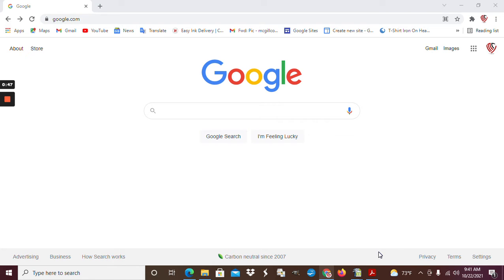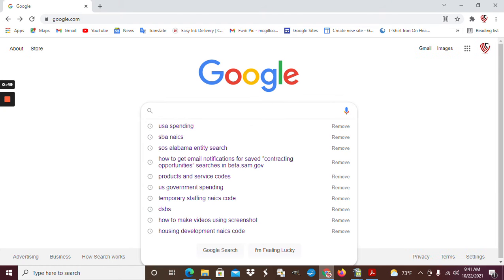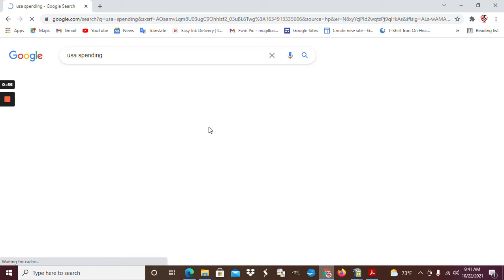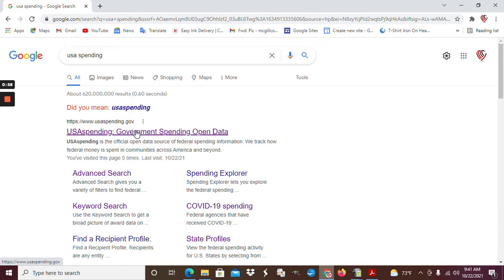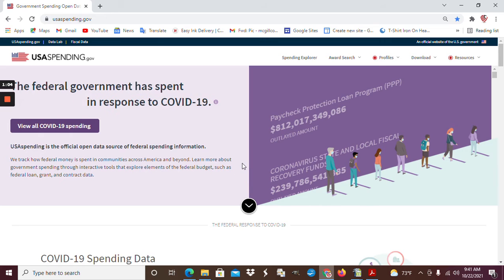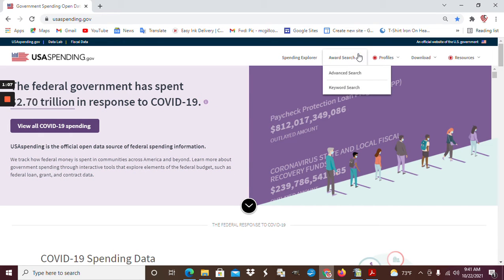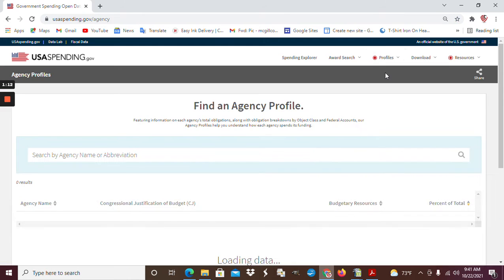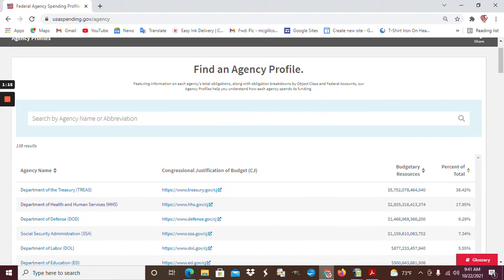So we're going to be going over to U.S. government spending. We're going to go to USA spending. It's going to be right here. What you want to do is go over here to profiles and then click on agencies. This is going to bring up all the agencies' total obligations that they've had, with the breakdown by object class and federal accounts.